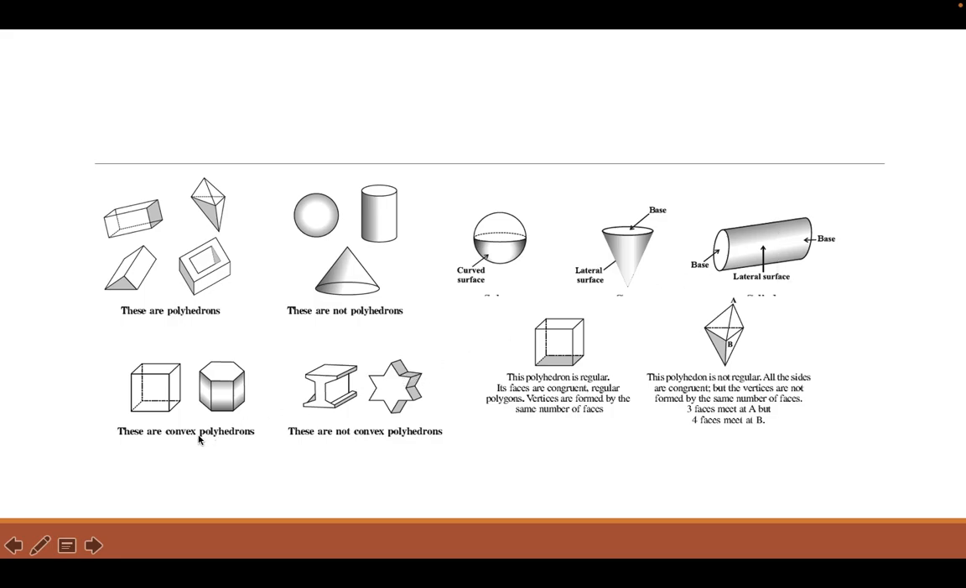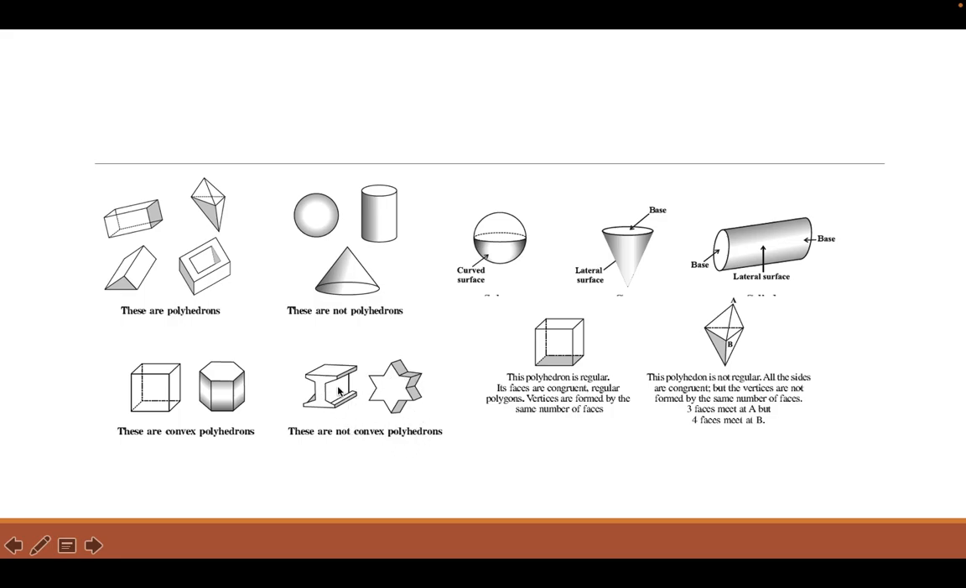And there are some other terms. What is a convex polyhedron? Concave means there is some depth. Convex means some edge is there. So these are called convex polyhedrons. These are not convex polyhedrons. These are not polyhedrons because of the shape.